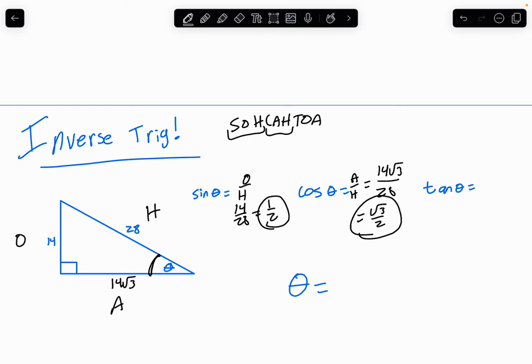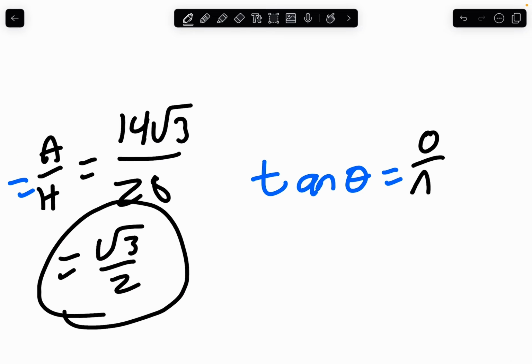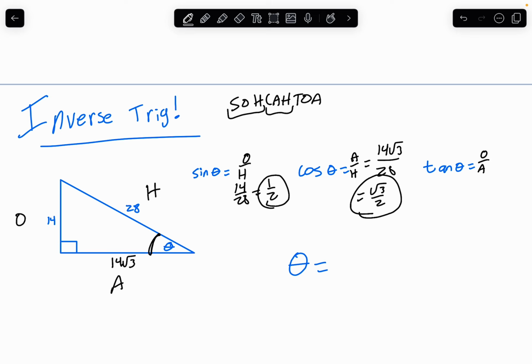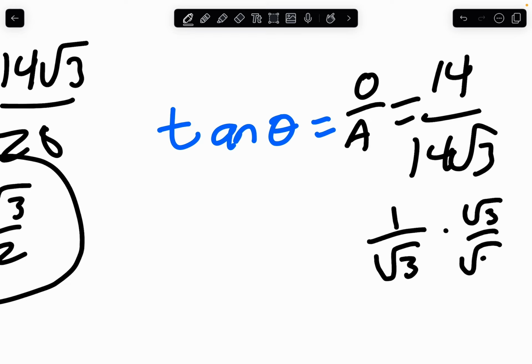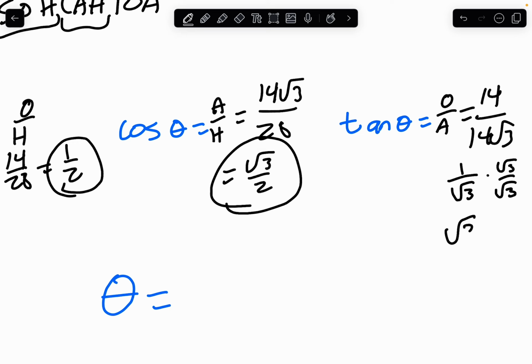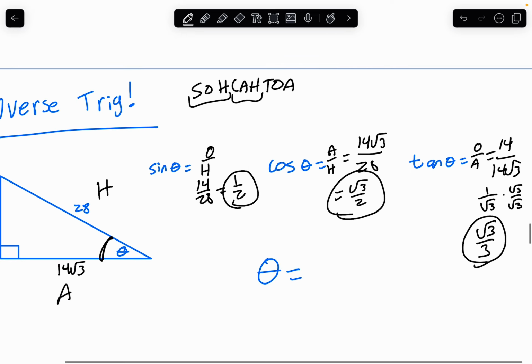And then the tangent of theta is the opposite side divided by the adjacent leg. And opposite of theta would be 14, and the adjacent leg would be 14 root 3. Well, reduce first. The 14s cancel out. That is 1 divided by root 3. We can't leave it like that. So we multiply the root 3 to the top, and we get root 3 over 3. So that would be the tangent of theta.